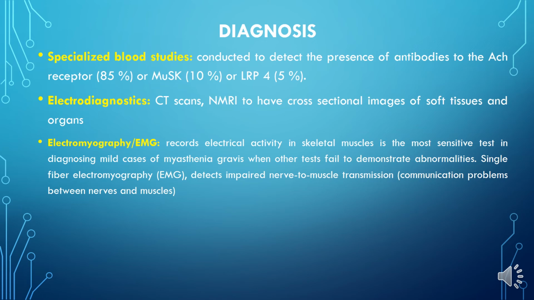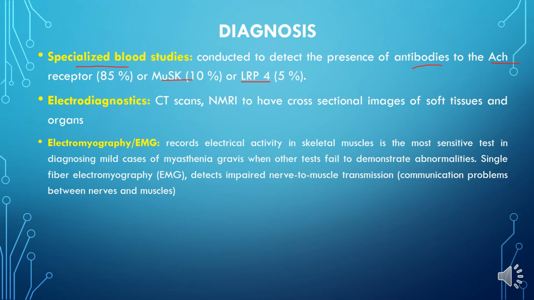There are also very important blood tests where antibodies against these types of receptors, that is the acetylcholine receptor, MuSK or LRP4, are checked in the blood. If these antibodies are present, then it is a case of myasthenia gravis.